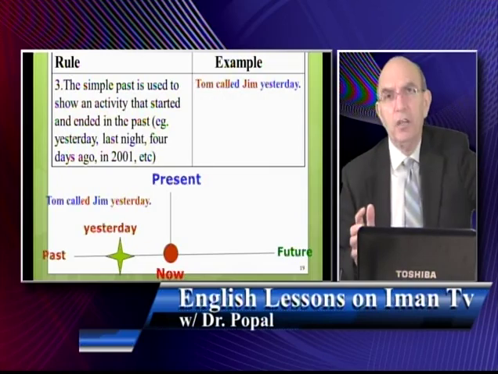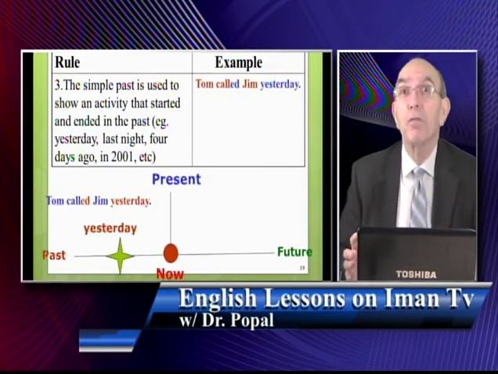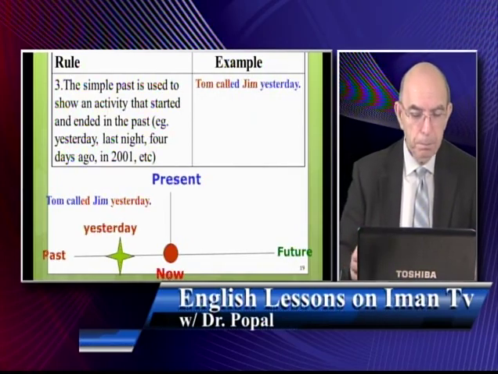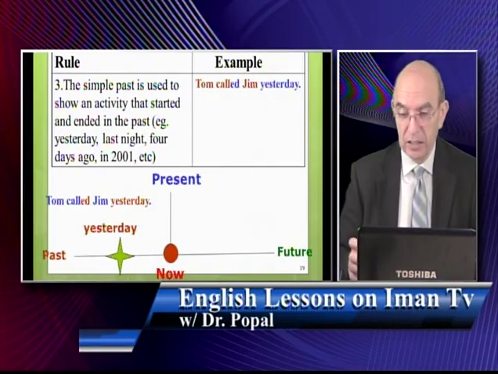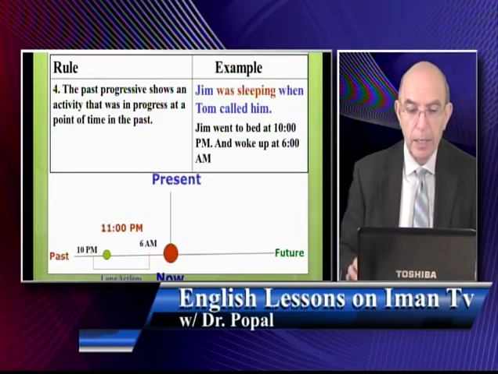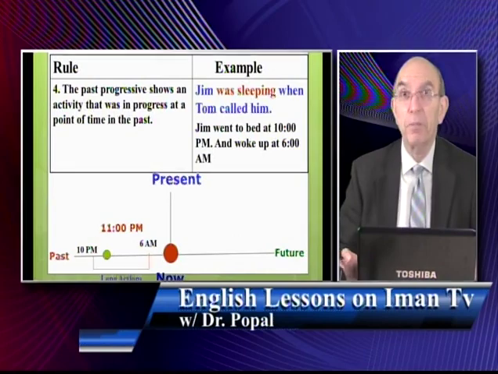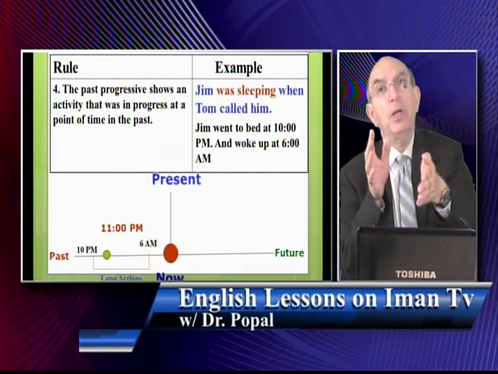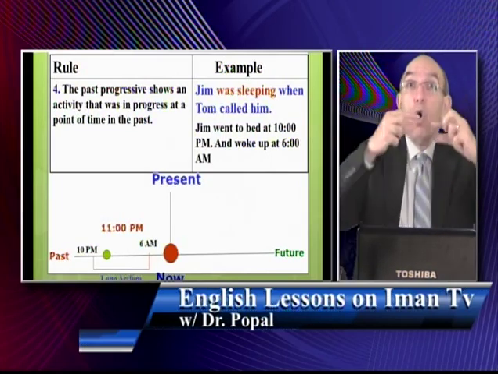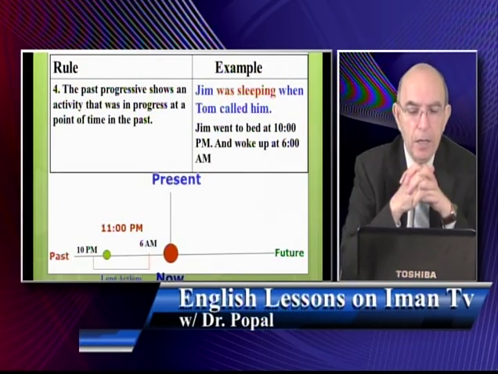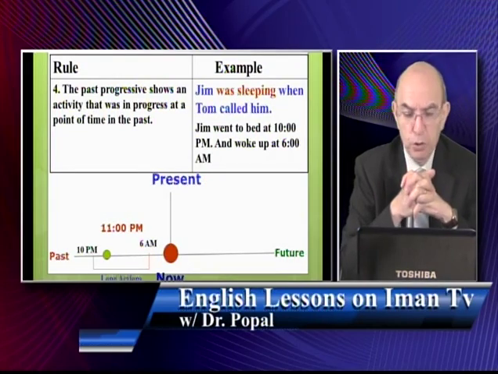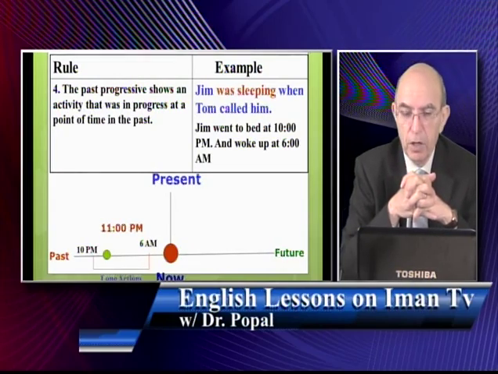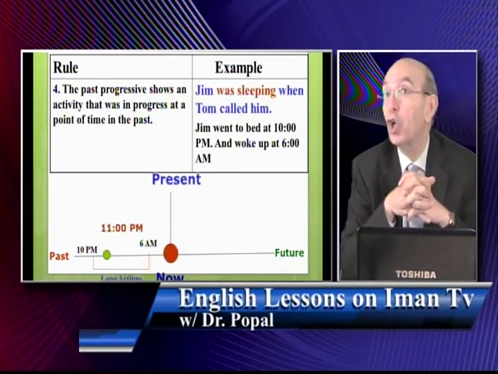They talked, it's done, finished, gone. So you use simple form. It's the past tense. You put ed with most verbs. So that's how you do the past tense, yesterday or last week or so forth. Now, past progressive tense, this is the present progressive tense. You have to have a form of be, then verb, then ing. This is a long action. For example, the past progressive shows an activity that was in progress at a point in the past. Jim was sleeping when Tom called.